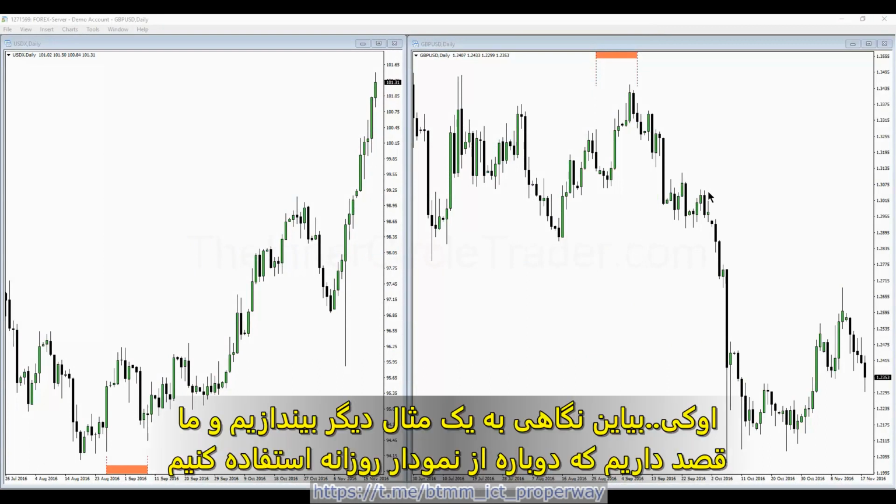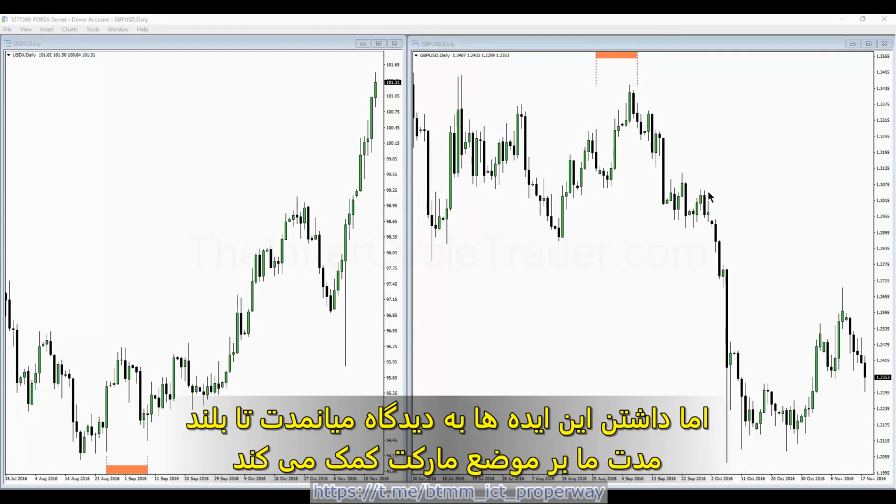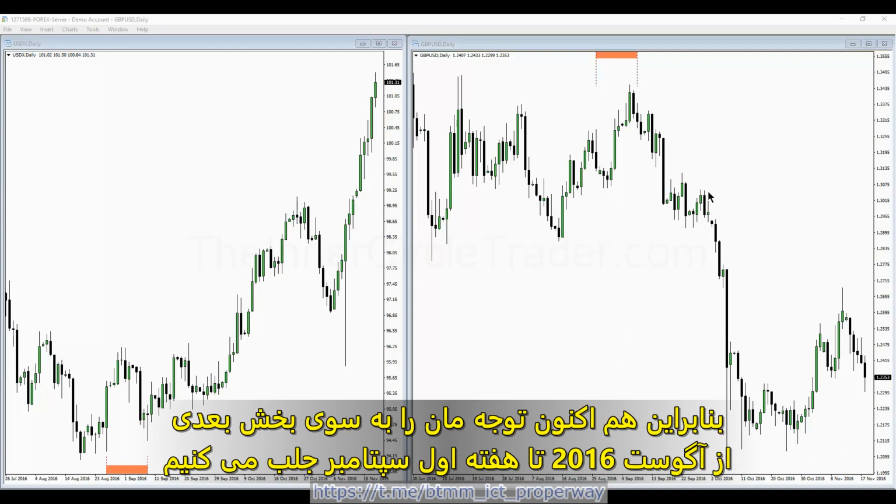Okay, let's take a look at another example. And we're going to be using the daily chart again, because I want to build the idea that you don't have to be a day trader, but having these ideas will help us have a long-term to intermediate-term perspective on the marketplace. So now we're going to turn our attention to the latter portion of August 2016 to the first week of September.